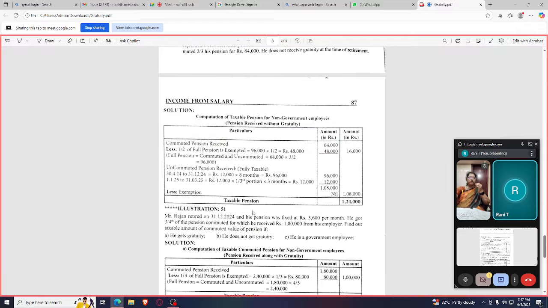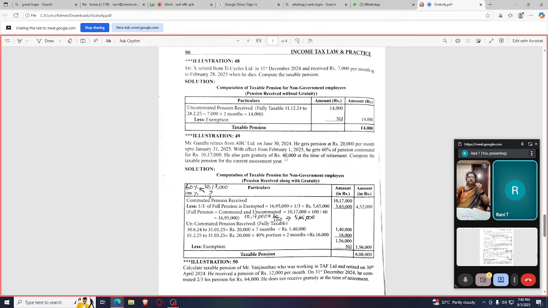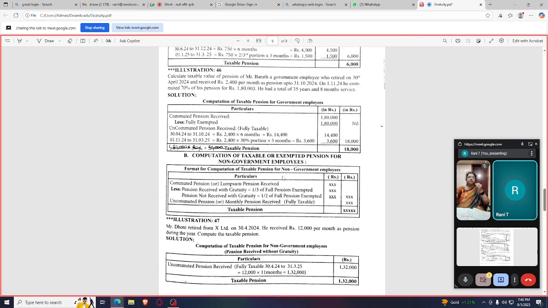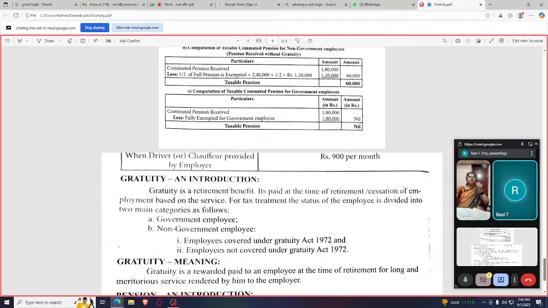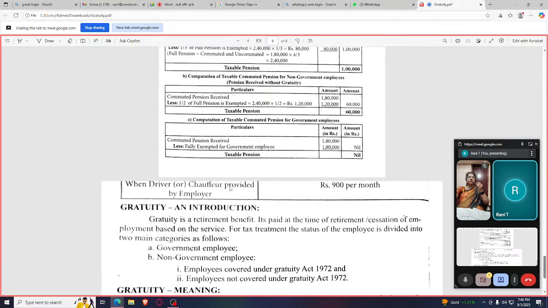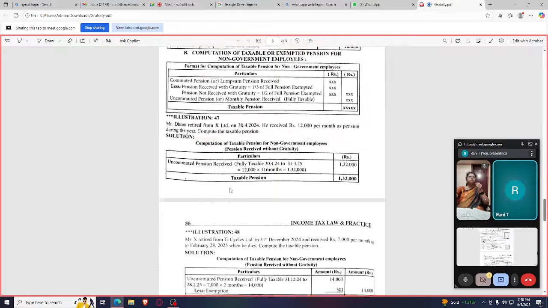I will show you the term. Here, see, commuted. What is the meaning of commuted? That is, you get the pension in a lump sum. If you are getting a pension monthly, then we say uncommuted. These are the terms we use under gratuity as well as pension. I'll send this PDF to you.